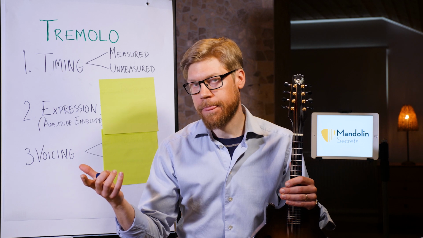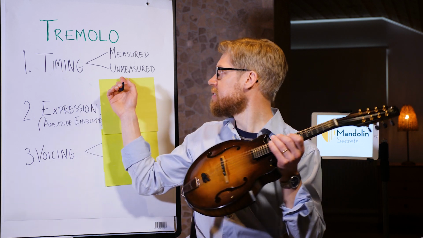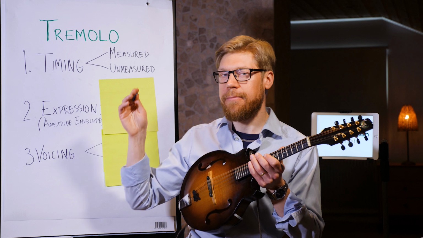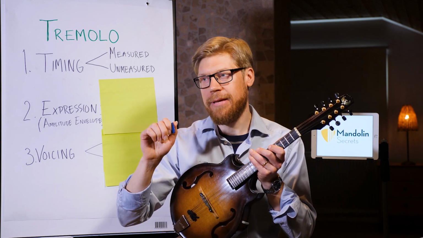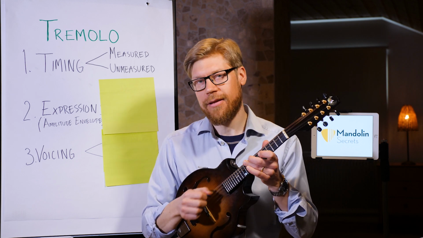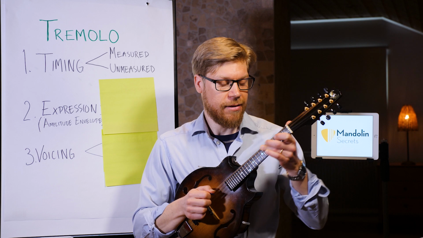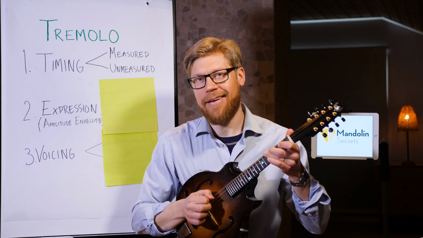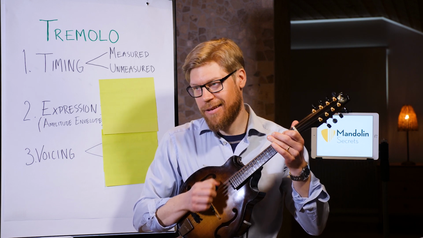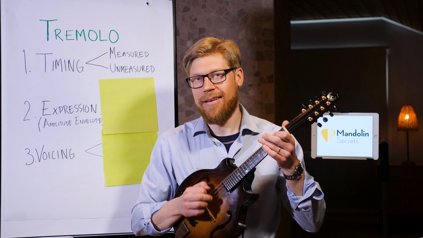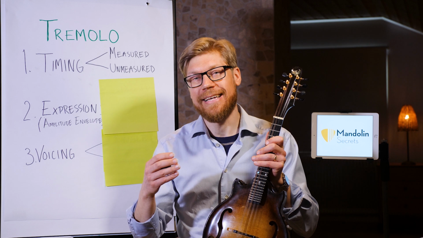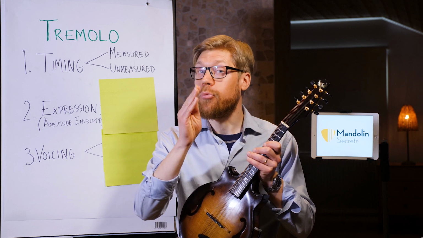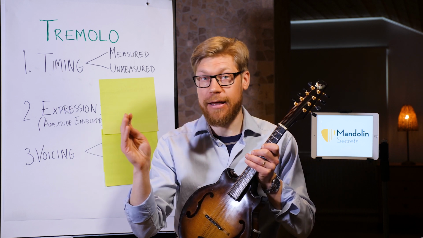So first, if I'm just showing you quickly what the unmeasured tremolo is, that is when we're subdividing the beat a little bit unevenly. You know, that kind of thing. Whereas the measured tremolo is really when we're doing it very precisely subdivided.